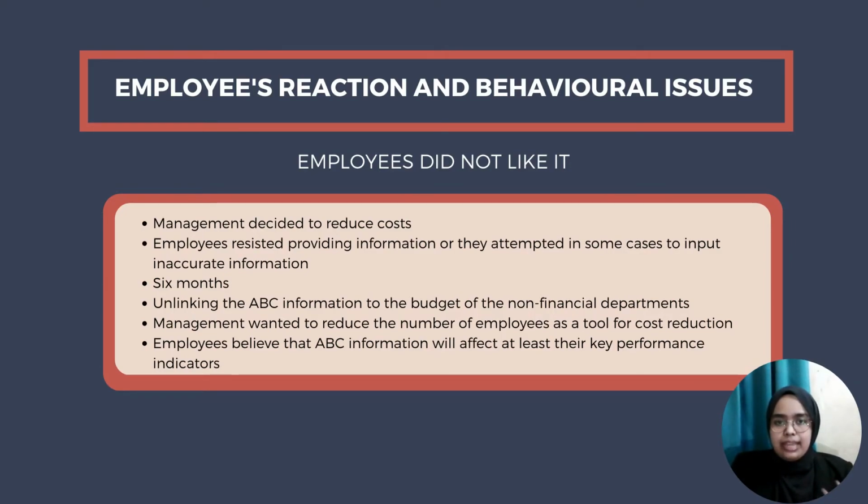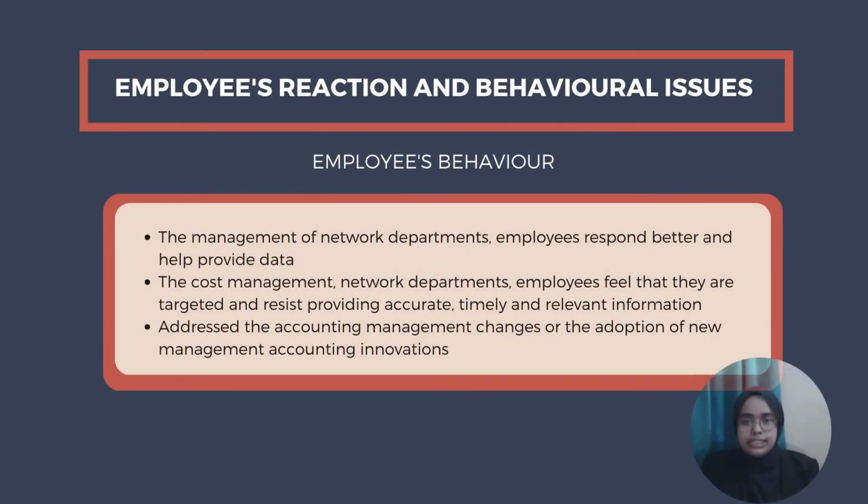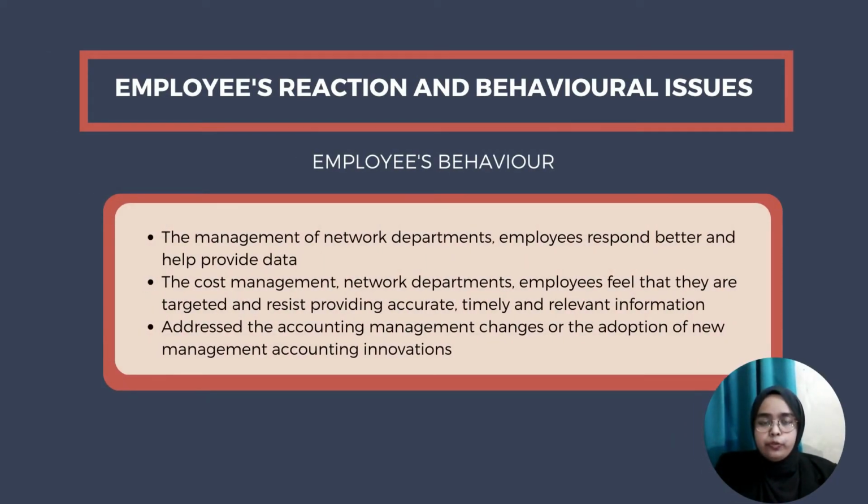Cost management then decided to implement ABC at a higher level, rather than going into the very details of departments and activities. The General Manager suggested that it would be better, when implementing ABC, to measure people but not to cut costs directly. Nevertheless, employees also believe that ABC information will affect at least their key performance indicators. The employees' reaction and behavioral issue.